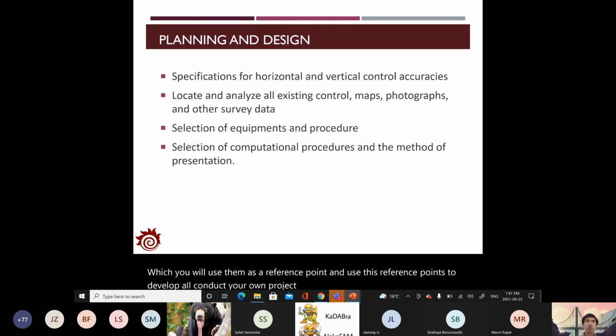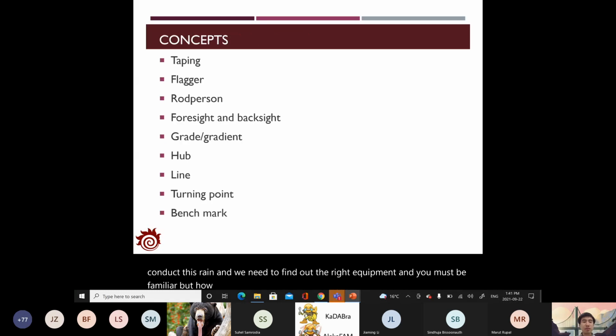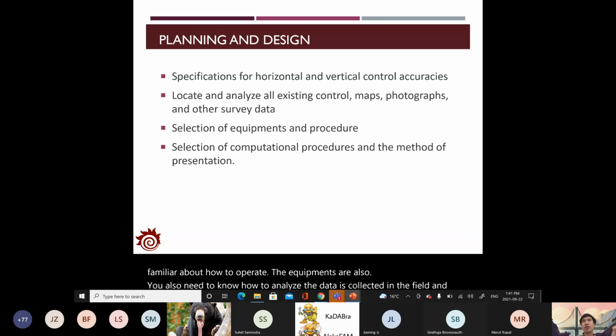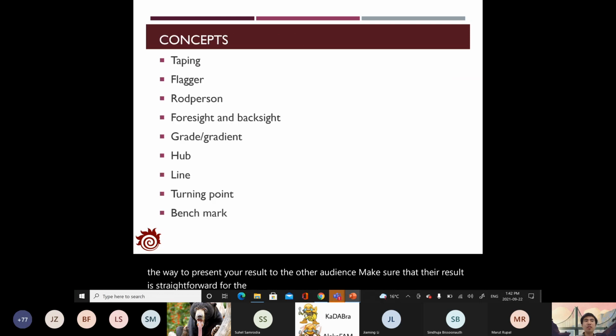You have various options to choose different equipment to conduct this surveying. You need to find the right equipment, and you must be familiar with how to operate it. Also, you need to know how to analyze the data you collect in the field, and the way to present your result to other audiences. Make sure that the result is straightforward for the audience to understand.